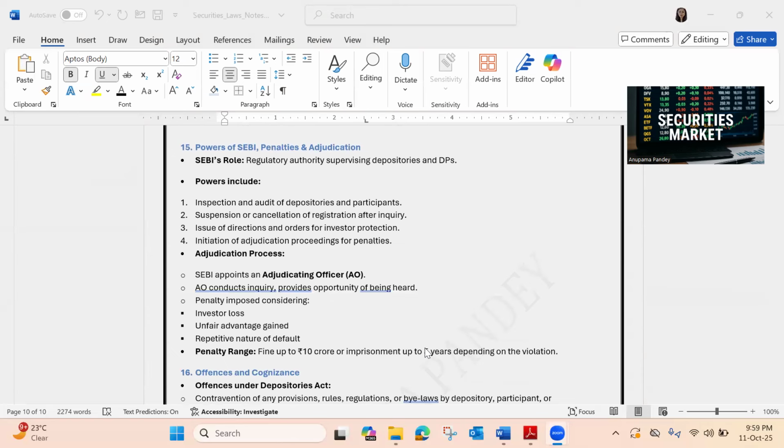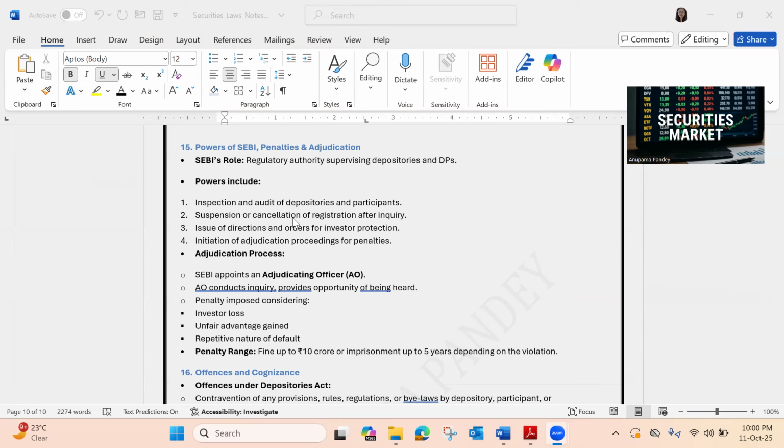So SEBI's role is that it is a regulatory authority which supervises the depositories and depository participants. Power क्या होती है इनकी regarding the depository and depository participants are inspection and audit of depositories and the participants, suspension or cancellation of registration after inquiry, issue of directions and orders for investor protection, initiation of adjudication proceedings for penalties. Adjudication process क्या होगा? SEBI appoints an adjudicating officer. The AO conducts the inquiry and provides opportunity of being heard. Penalty is imposed considering the loss, unfair advantage gained, repetitive nature of fraud, and penalty range is up to 10 crore or imprisonment up to 5 years depending upon the violation.